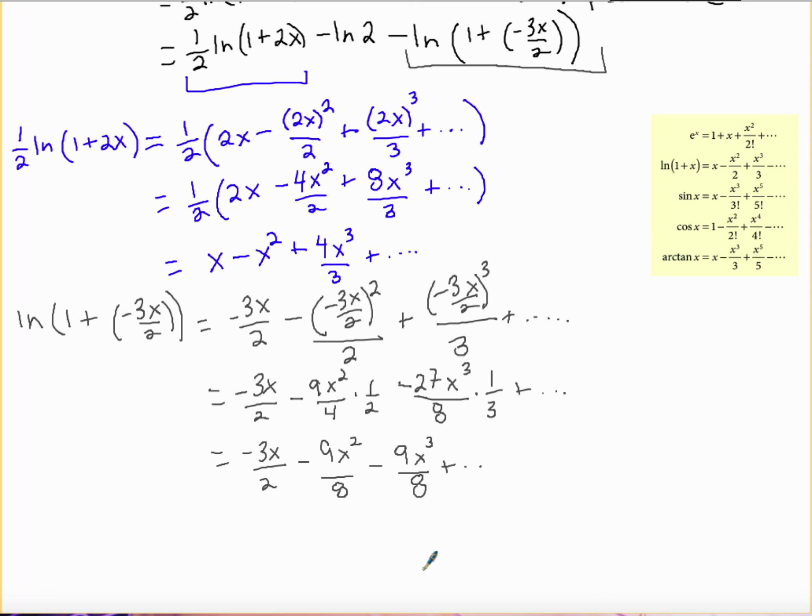So I've got my pieces, right? We figured out that 1/2 times the natural log of 1 plus 2x was equal to this series, at least to the x cubed term. Then we know that ln 2 is a constant. We're just going to subtract that. And then we've got ln 1 plus negative 3x divided by 2. And we wrote a series for that, at least to the x cubed term. So now let's go ahead and we're going to put this whole darn thing together.